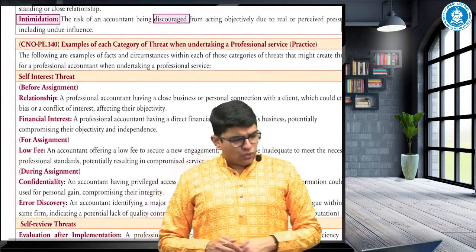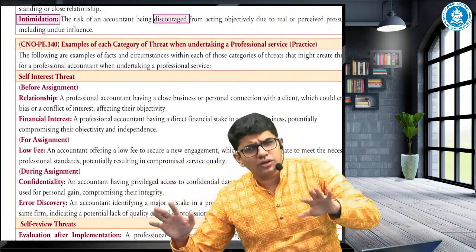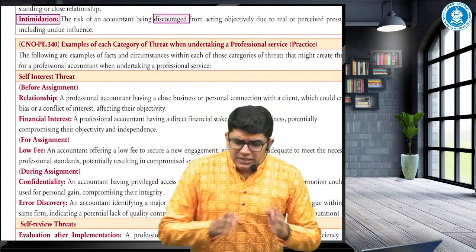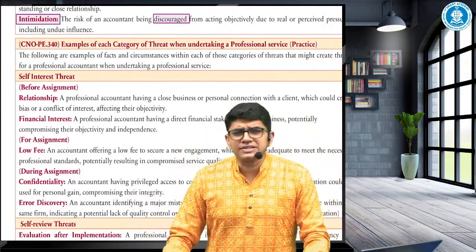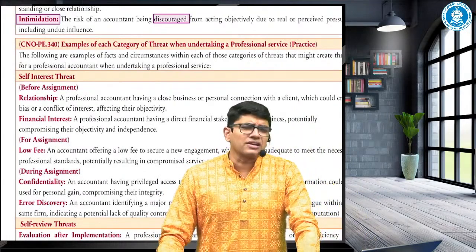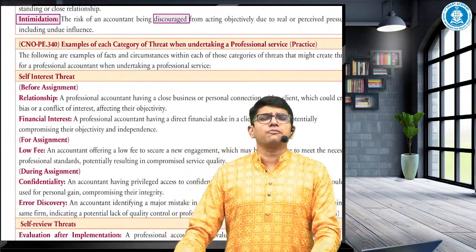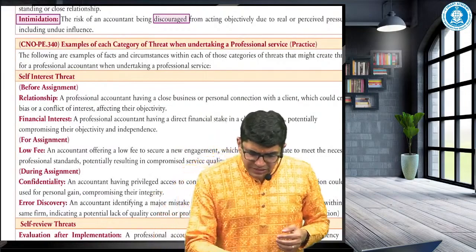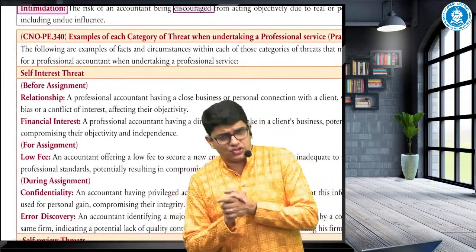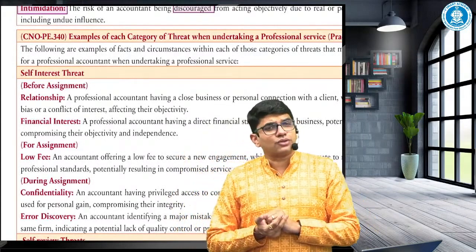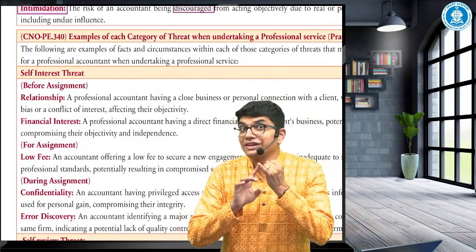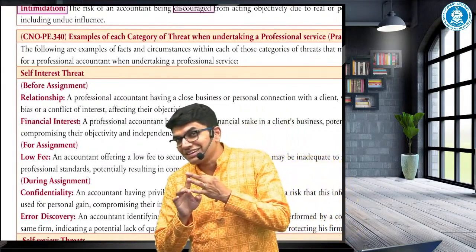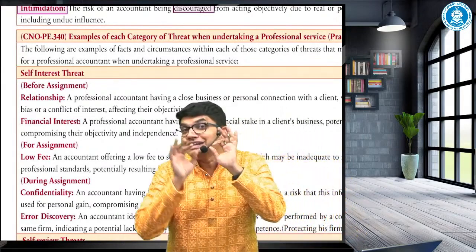Let's see, guys. In the last lecture, we saw that there are 5 fundamental principles, and these are extremely important, because if a chartered accountant compromises with any of them, it will be considered unethical, and he may get a lot of penalties and punishments. Now, they're giving examples of threats. We have seen that there are 5 types of threats: self-interest threat, self-review threat, advocacy threat, familiarity threat, SAFI, and I for intimidation threat.